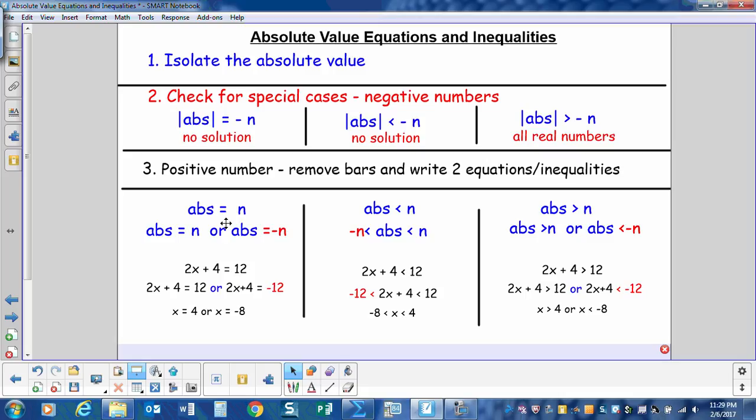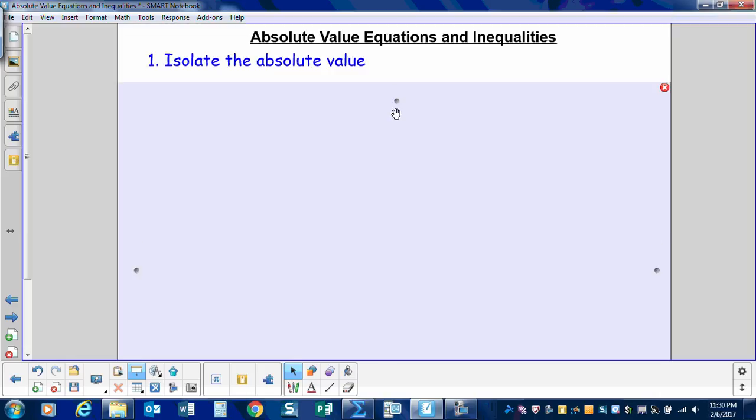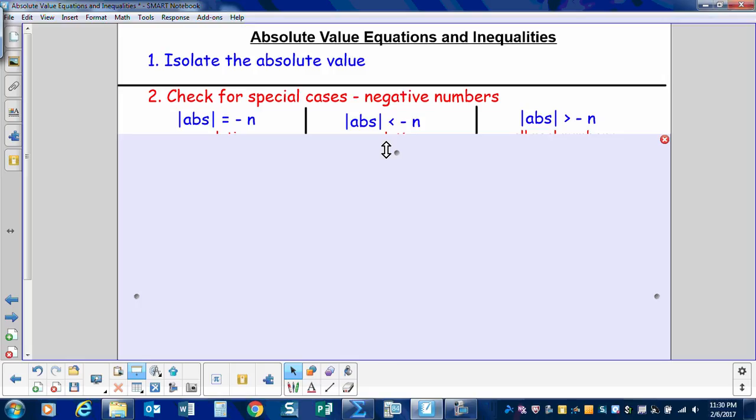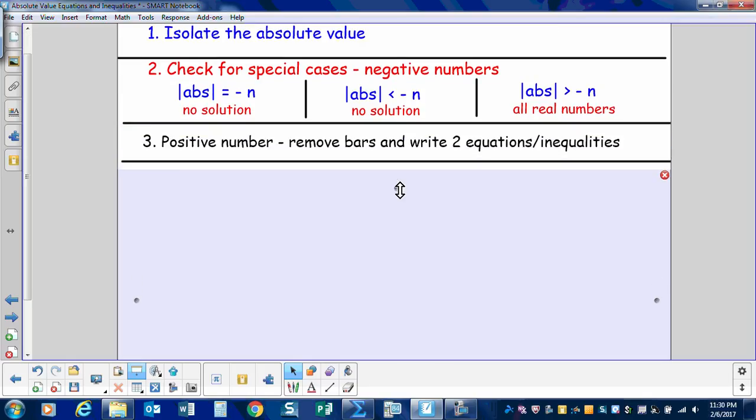And here's a summary when solving absolute value equations and inequalities. You're always going to begin by isolating the absolute value. Then you're going to look for a special case. You're going to see, once it's isolated, is it equal to, less than, or greater than a negative number? If it's equal to or less than, there's no solution. If it's greater than a negative number, it's all real numbers. So if it's not a special case, then you're going to solve. If it's a positive number, you're going to remove the bars and write two equations or inequalities.